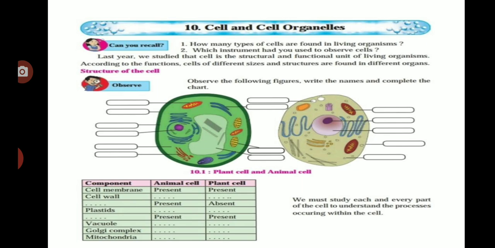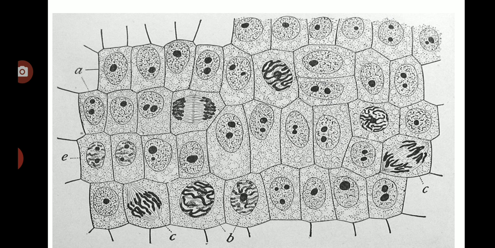Last year, we studied that the cell is the structural and functional unit of living organisms. According to the functions, cells of different sizes and structures are found in different organs. Here the structure of the cell is given. Observe this figure, write the names and complete the chart. Here the plant cell and animal cell are given to you. You have to write down the names, so that this is the basic structure of the cell.